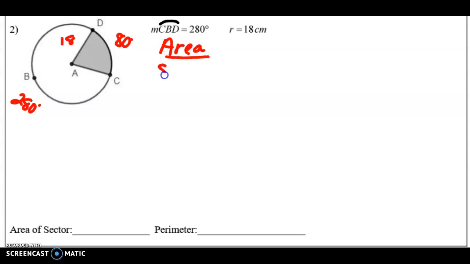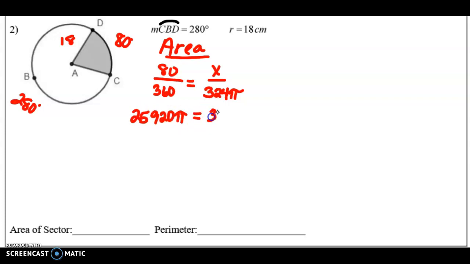To find the area, we put our angle arc measure over 360. And then we're finding the area, so we want to put it over the area of the circle. And if the radius is 18, 18 squared is 324, so the area is going to be 324 pi. Then we're going to multiply diagonally, and it is 25,920 pi equals 360x. If you divide both sides by 360, you get 72 pi.